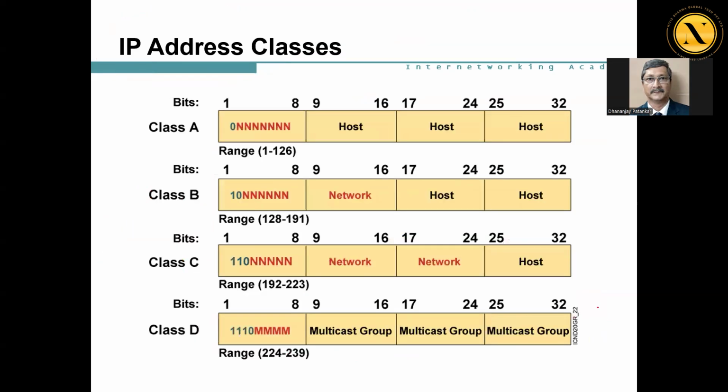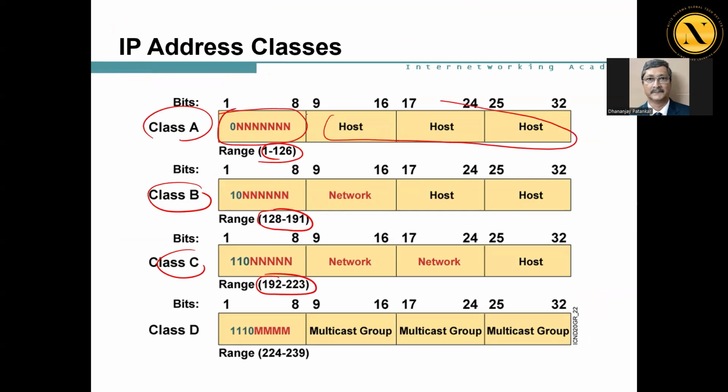Okay, so now we have class A. The range is 1 to 126. Class B, 128 to 191. Class C, 192 to 223. In class A, the first octet goes in the network portion and the rest three go in the host portion. Network is always on, right? So the subnet mask for class A will always be 255.0.0.0, where host is always 0. Likewise, class B, two octets go in the network portion and two octets go in the host portion.